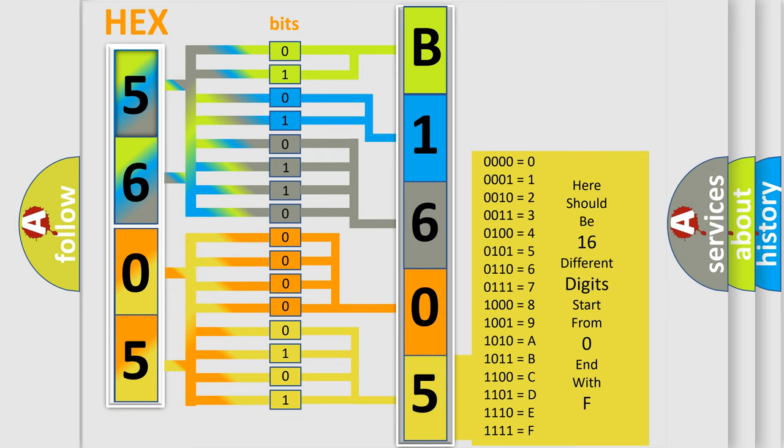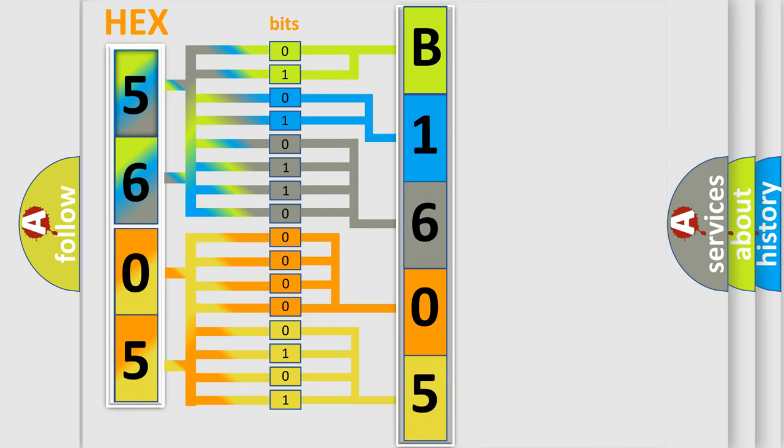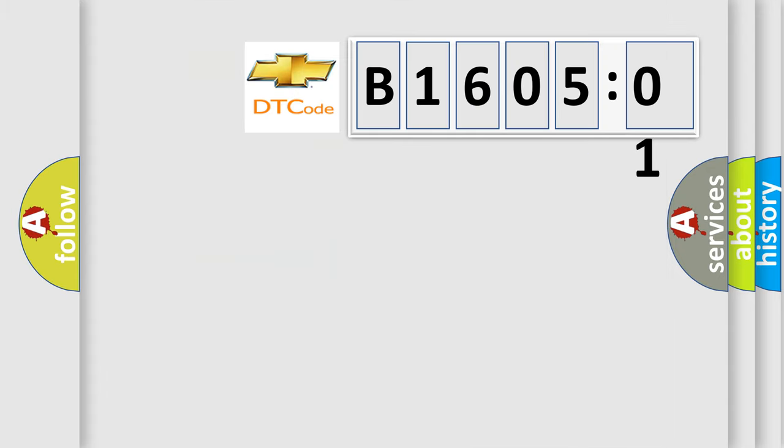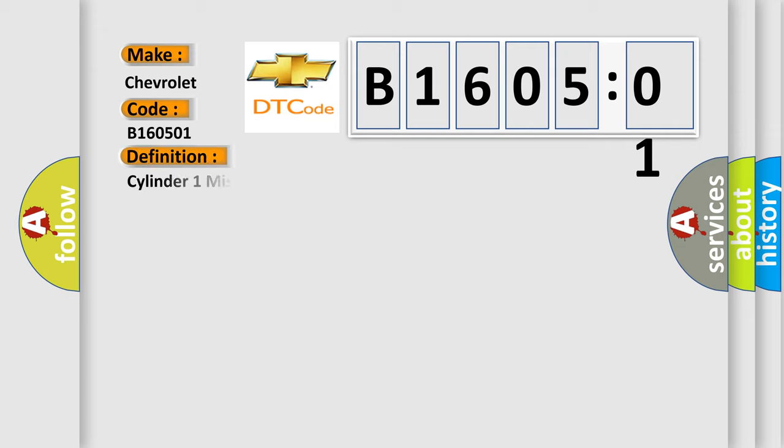We now know in what way the diagnostic tool translates the received information into a more comprehensible format. The number itself does not make sense to us if we cannot assign information to what it actually expresses. So, what does the Diagnostic Trouble Code B1605-01 interpret specifically for Chevrolet? The basic definition is cylinder 1 misfire detected.